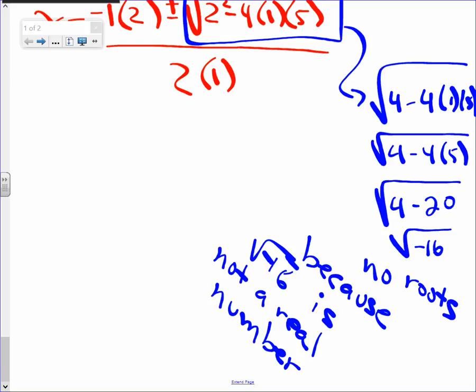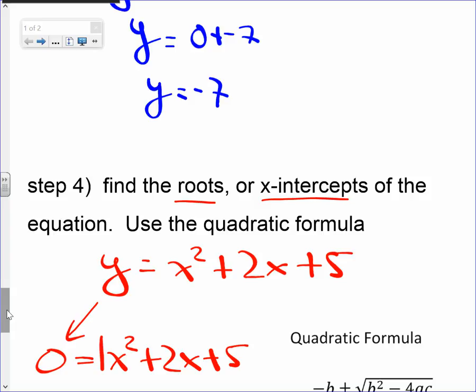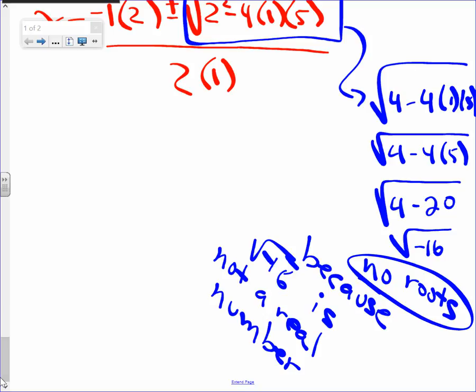So, whenever you come up with a square root of a negative number, that means the parabola has no roots. Or, remember the synonym for roots is x-intercepts. Remember the discriminant? It tells us how many x-intercepts a parabola has. If it doesn't cross the x-axis, you have a discriminant of a negative number. So the graph of this parabola is never going to cross the x-axis. It doesn't have any x-intercepts.